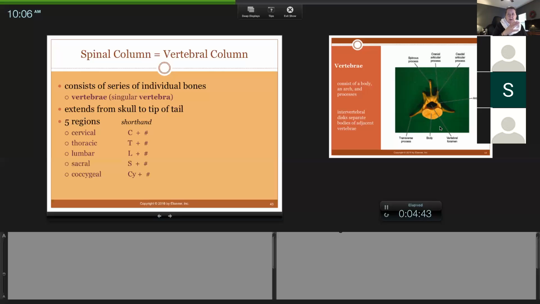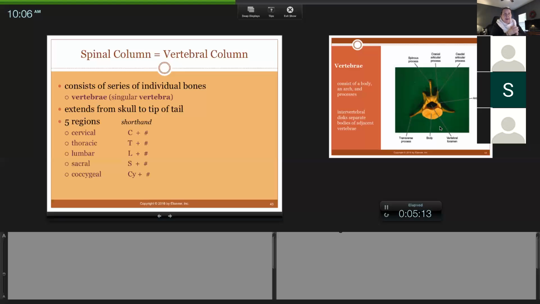Now, if you think about the size of a horse and the size of a Chihuahua, they have the same amount of cervical vertebrae, but obviously the size of a horse's cervical vertebrae are going to be much longer. And what's interesting is you see how long a horse's neck is versus the neck of a dog. So the structure of the cervical vertebrae are larger, but they have the same formula or the same number.